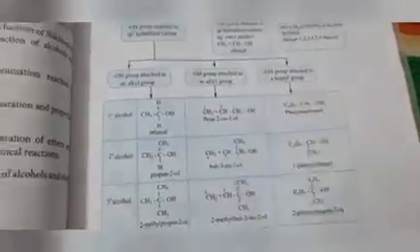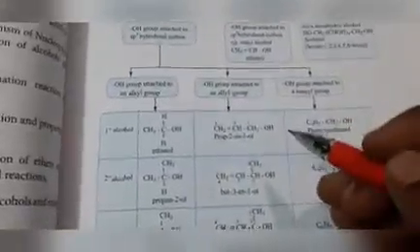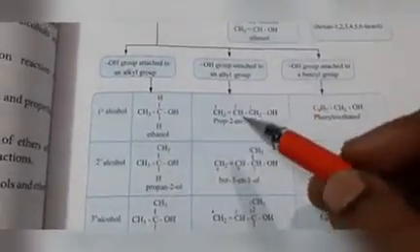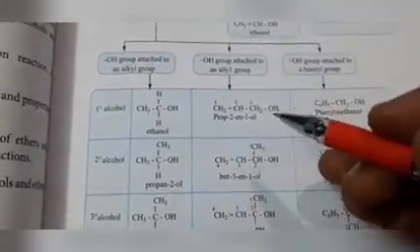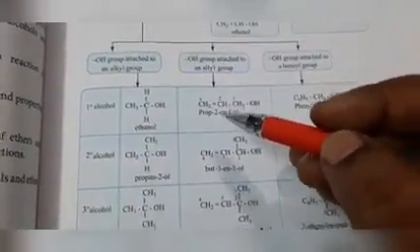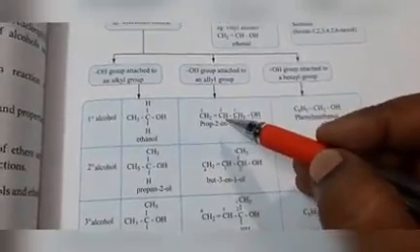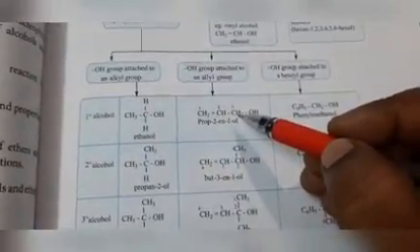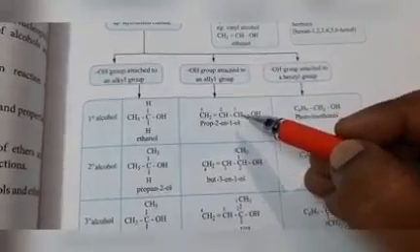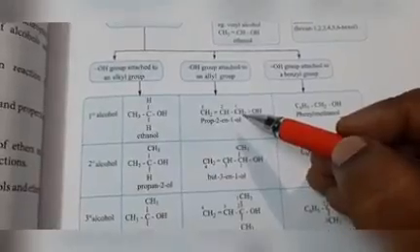Next, the OH group attached to the allyl group. What do you mean by allyl here? See here, the carbon next to the double bond carbon is called the allyl carbon. This is the double bond carbon. If OH is attached to the allyl carbon, that is called allyl alcohol.